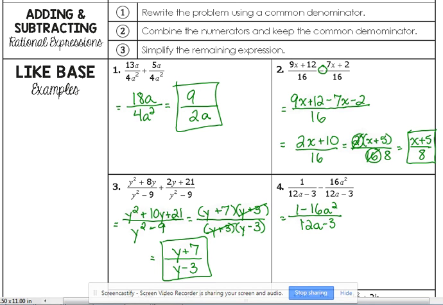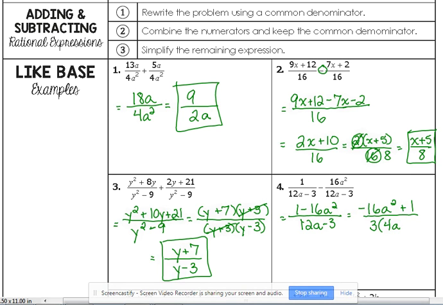Now, that's not in standard form. I don't like that, so let's fix it. Let's switch the order. Negative 16a squared plus 1. Let's go ahead and factor the denominator. What can we factor out of the denominator? A 3. We are left with 4a, just 4a.